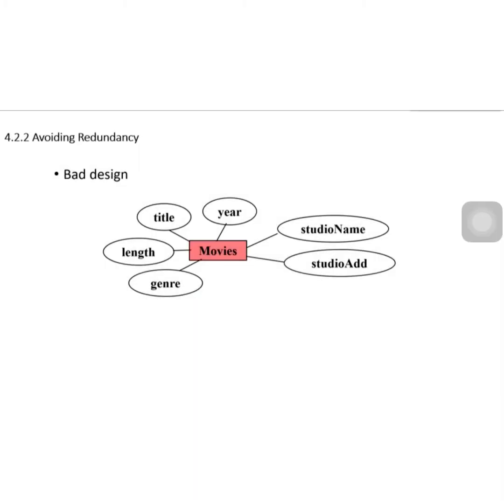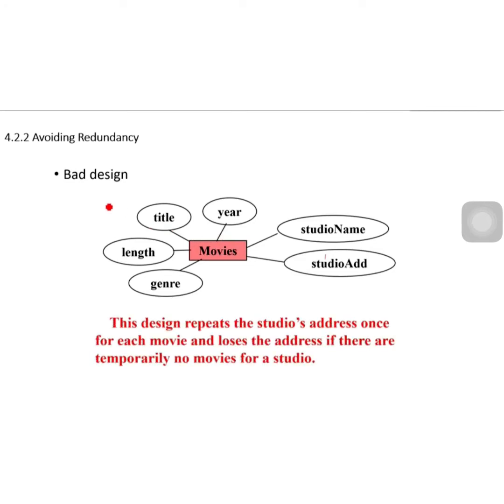Sometimes you'll find this design. There is no entity set of studio, and studio name and studio address are both attributes of movies. This design is also a bad design because it repeats the studio's address once for each movie and loses the address if there are temporarily no movies for a studio. So it's not a good design.